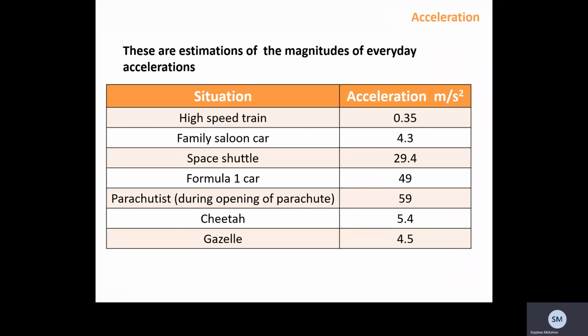Here are some estimations of everyday accelerations. I'm not entirely sure you need to know that, but it's good to know just in case you are doing questions. So let's say you're asked about the acceleration of a car. You come up with 29.4 meters per second squared. That's probably wrong. Very unlikely that we're going to find a family car that's able to accelerate at the rate of the space shuttle. Though it is interesting that a family car accelerates slower than a cheetah and a gazelle.